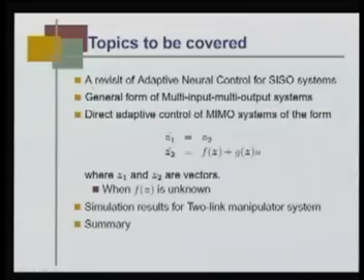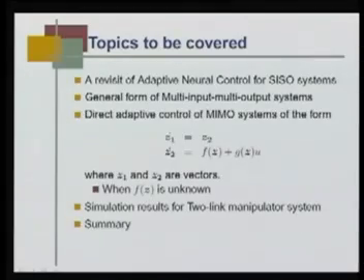The topics that will be covered today are a revisit of adaptive neural control for single input single output system. I just want to refresh your memory of what we discussed in the last class. Then the general form of multi input multi output systems, then direct adaptive control of MIMO system of the form.